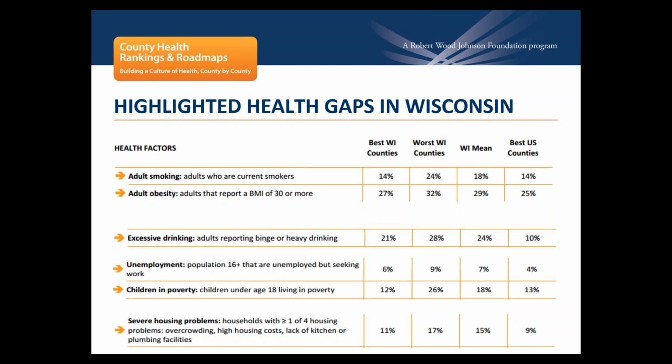And if we look more closely at the factors, we can see that, for example, there are meaningful differences in Wisconsin in adult smoking, obesity, unemployment, children in poverty, and severe housing problems.